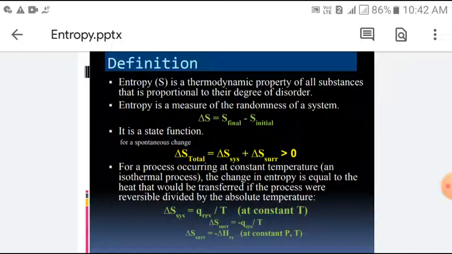The heat absorbed by the system with respect to absolute temperature may be represented as the change in entropy of the system, and the heat given by the surroundings with respect to absolute temperature is given by the change in entropy of the surroundings. In an adiabatic process, the change in entropy of the surroundings will be equal to 0.